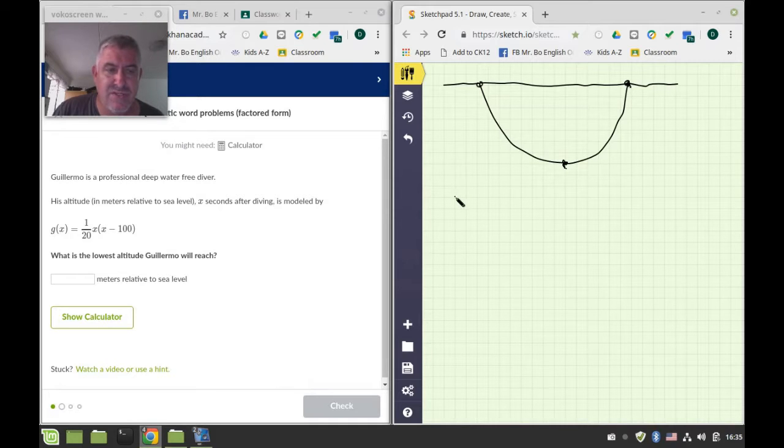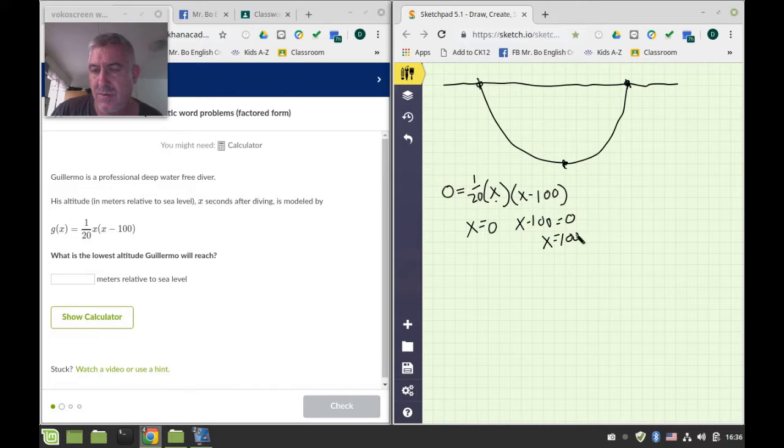So first of all, we need to find the x-intercepts. So let's start with that. So we're gonna set g of x is equal to 0. Alright, so now I know x is equal to 0, or x minus 100 is equal to 0. For this one, x equals 100. So here I have 0, and here I have 100.